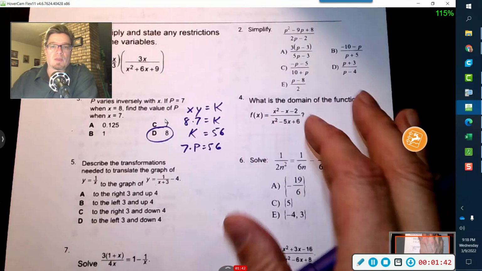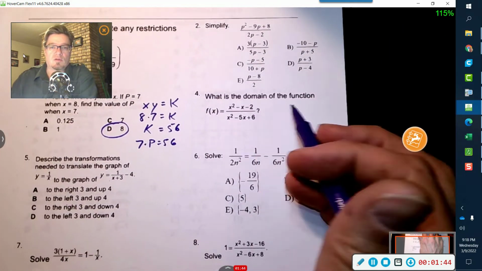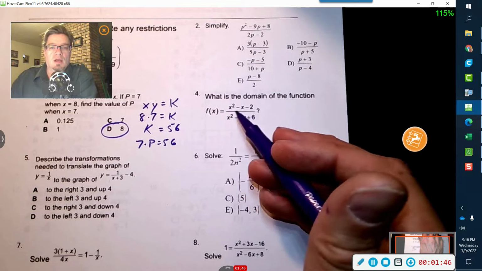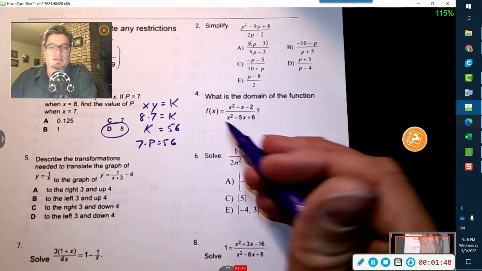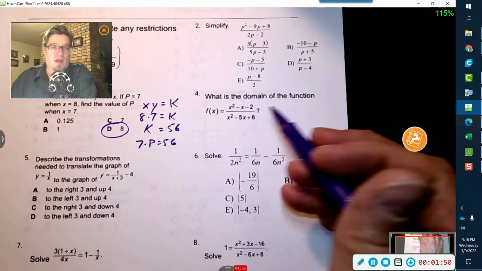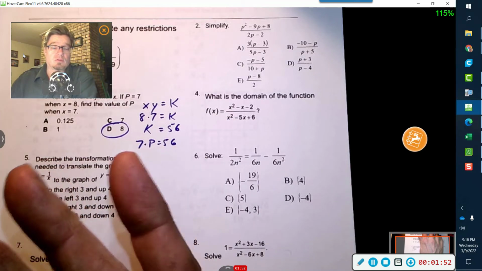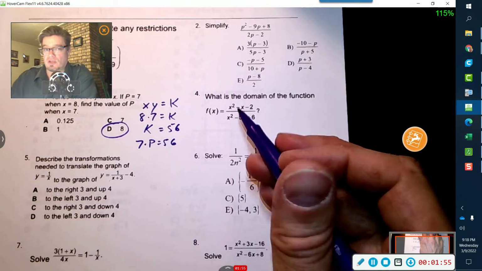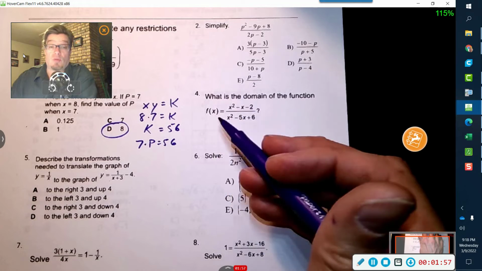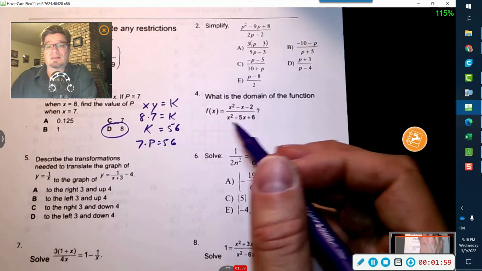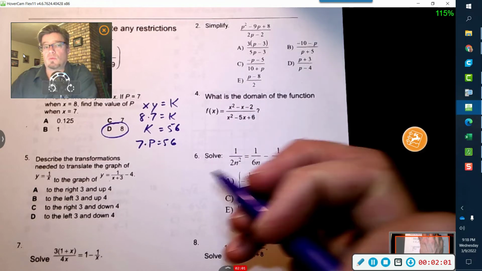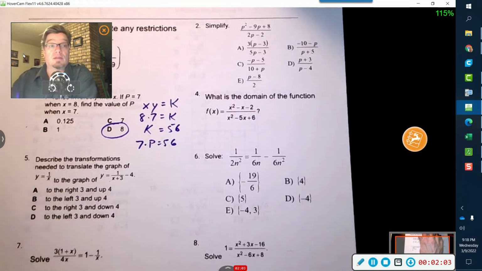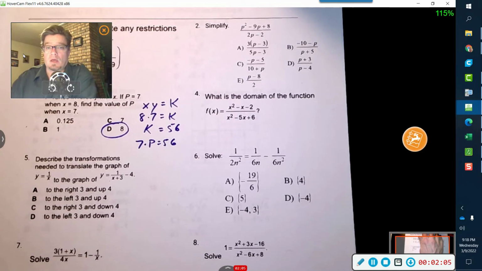All right, so for 4, what is the domain of the function? Now, whenever you have a quadratic, your domain would have been all real numbers. But now you have a rational function, and so what this means is that we have a problem with the denominator, and only the denominator. So let's see what we got here.